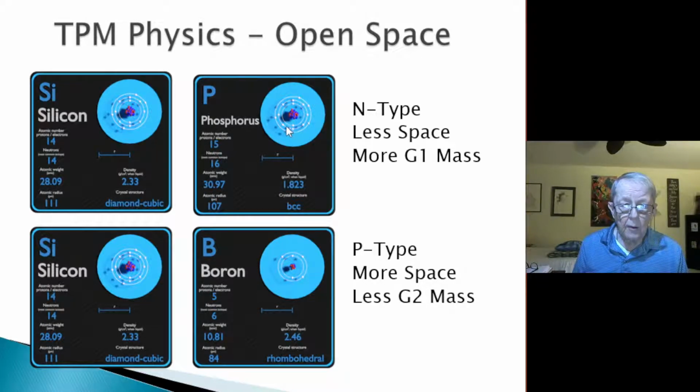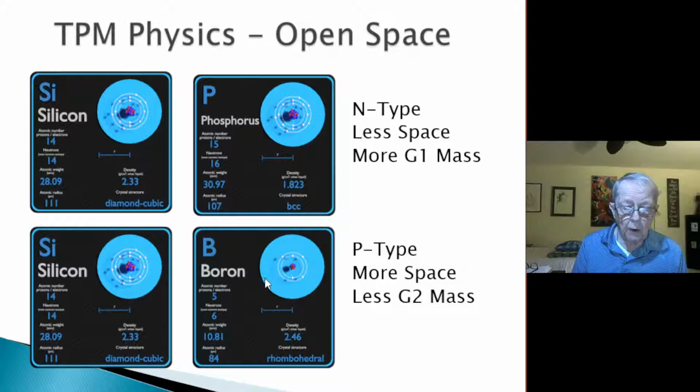So with all of that, even though when you add the phosphorus, you're making less space. This is the n-type. You're making less space, and it has more G2 mass, because you're adding phosphorus, which has more nucleons and more electrons.